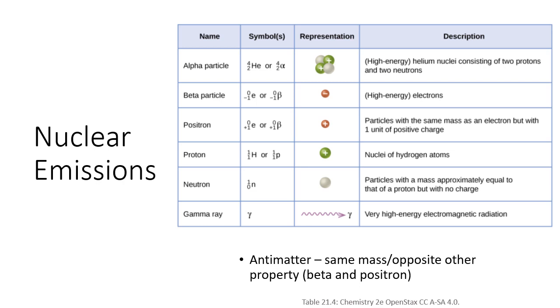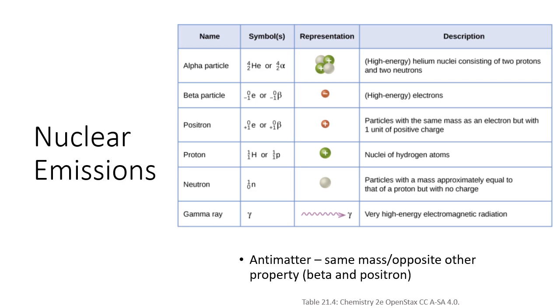The symbols for these particles are sometimes represented in more than one way. So for alpha particles, we use a designation of helium-4 isotope or the lowercase Greek letter alpha. Beta particles and positrons also have 2 symbols. They can be represented as e for electron or lowercase Greek letter beta for the beta particle. Positrons are positively charged particles with the same mass as an electron.